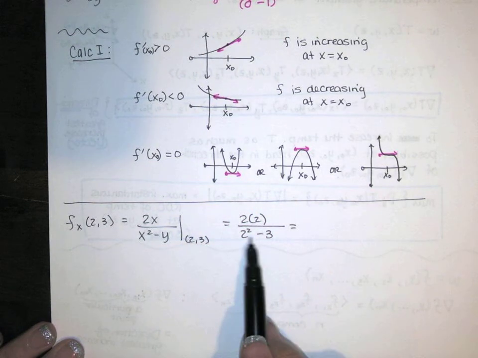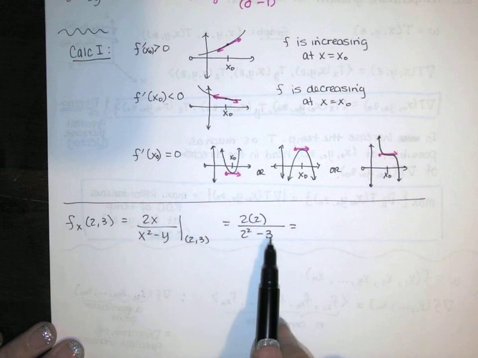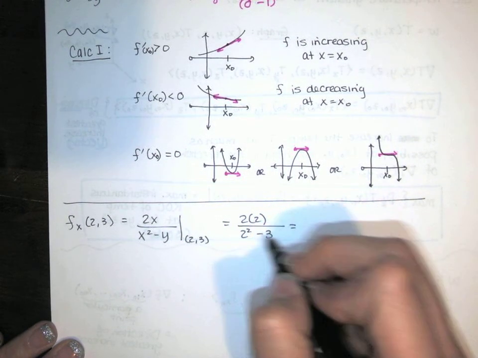Order of operations, make sure you do this first. 2 squared is 4, 4 minus 3 is 1. 4 divided by 1 is 4.